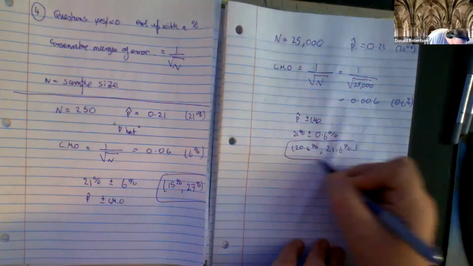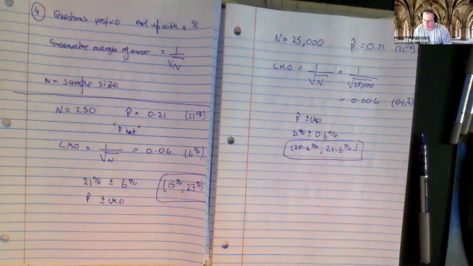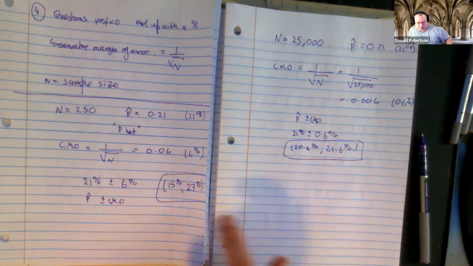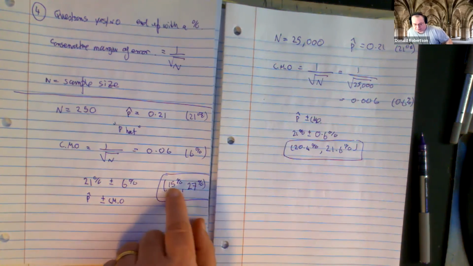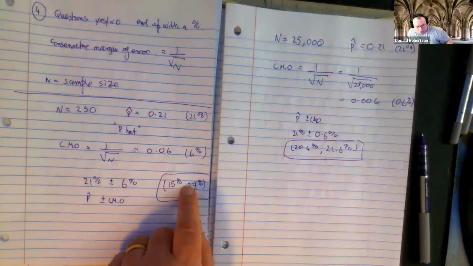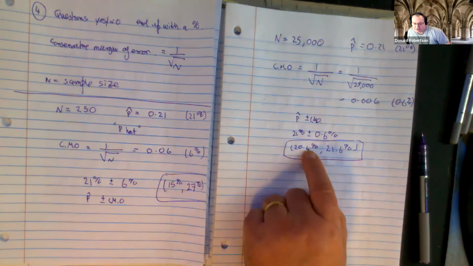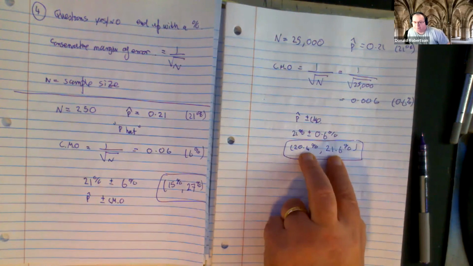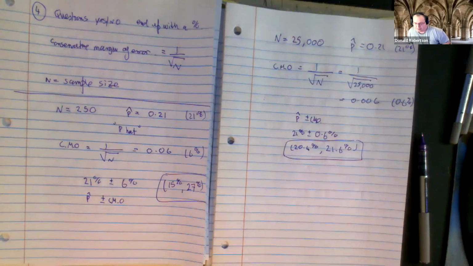Now, do you see that that is a very narrow window on where I believe the true answer lies, right? Over here, there's a lot of places the right answer could be. It could be as low as 15, could be as big as 27. In this case, it's 20 and a bit, 21 and a bit, much closer. And I think that reflects reality.